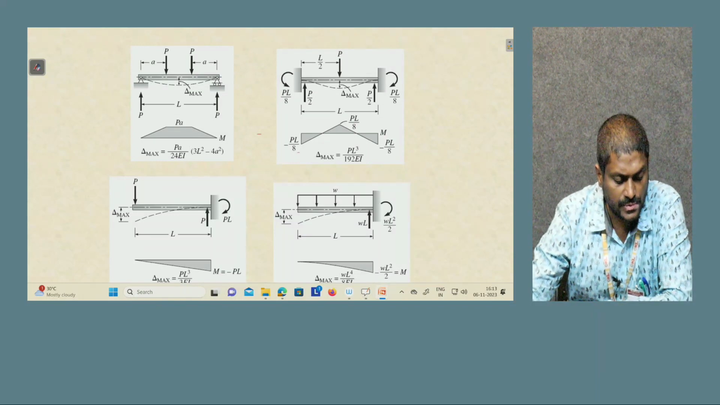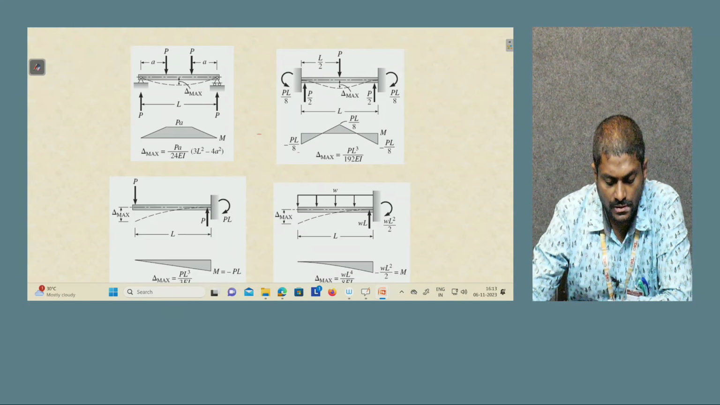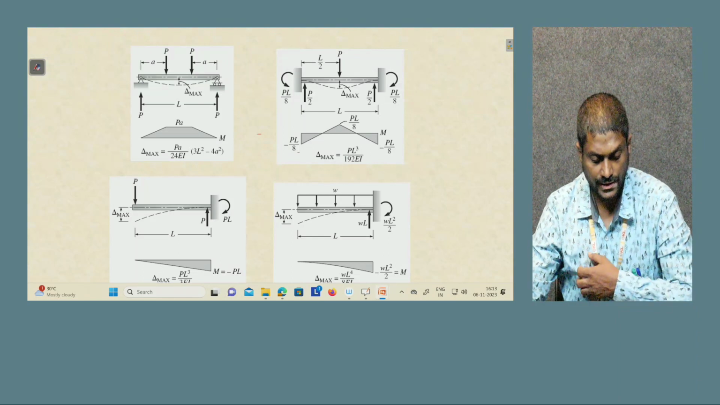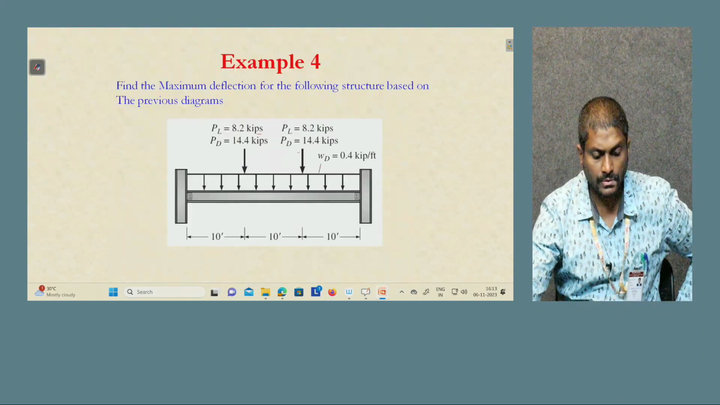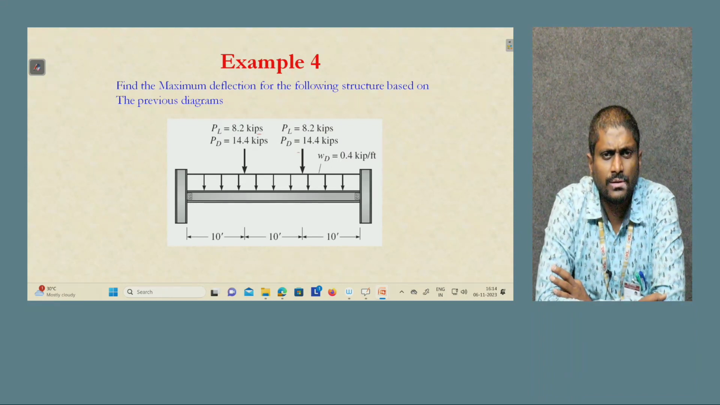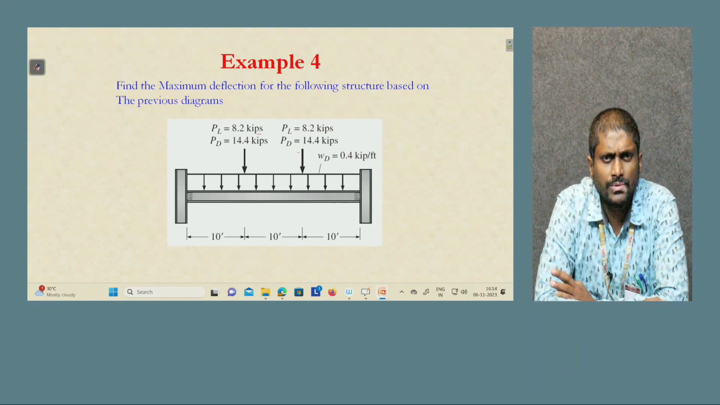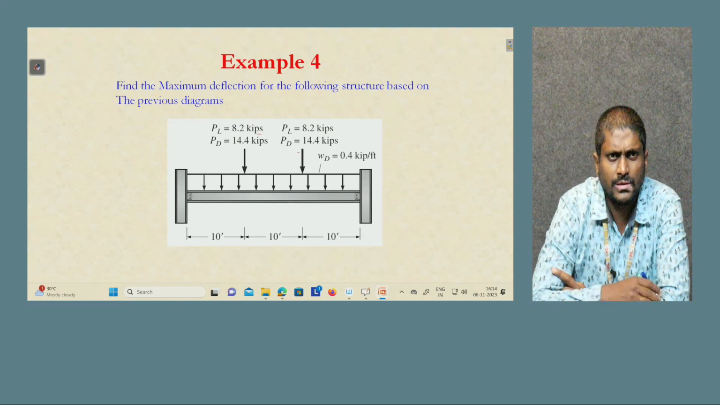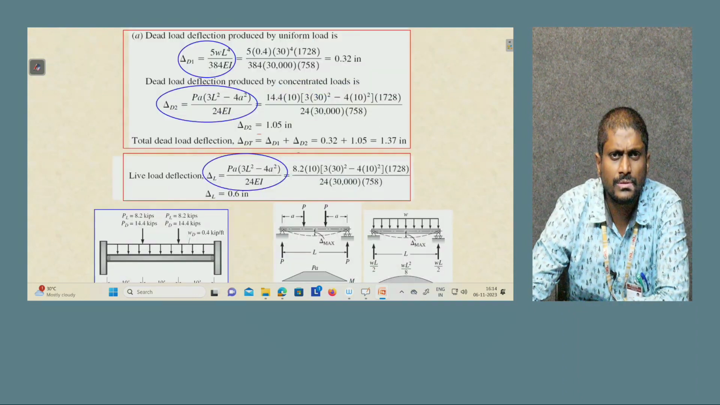The values are given, and delta max is also given as PL cube by 3EI, whereas for UDL it is WL to the power of 4 by 8EI. There is one big example given here, that is a beam with 2 point loads and UDL. We have to find the maximum deflection for the following structure based on previous diagrams.